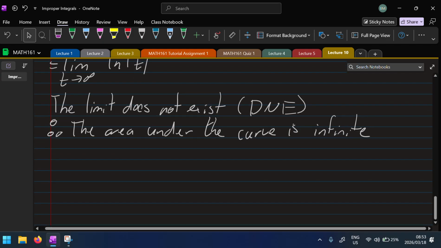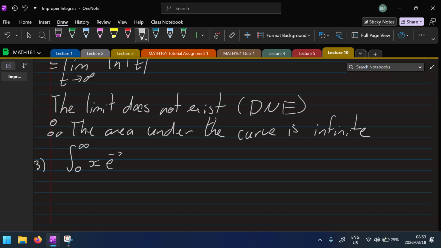Okay. Number 3. We have the integral from 0 to infinity, x e to the minus x dx. Now we see the integral is not so easy as before. We've got x e to the minus x. So what do we have to do to solve that? Product rule? No, no. We covered it a couple weeks ago. You've got a product of two things. Yeah, your u, your dv. Remember that? Okay, integration by parts.